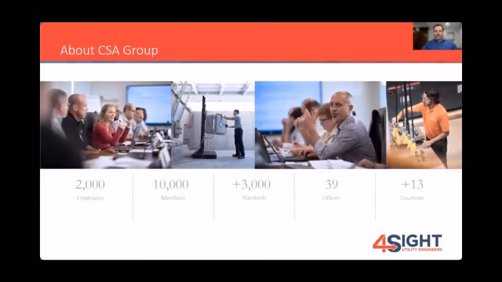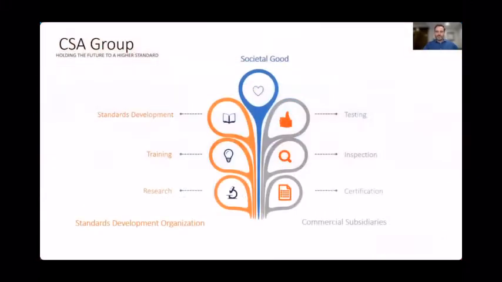So a little bit of a background about CSA Group. It is a not-for-profit member-based organization that was established back in 1919. The CSA Group Standards and Development Organization is accredited by the Standards Council of Canada and in the US by ANSI. There's two main divisions within CSA. There's the Standards Development Organization, which focuses on standards development, research, and training. So that's the one that helped produce the CSA S250. The other group is the commercial subsidiaries, which entails testing, inspection, and certification. And so at the core, CSA is focused on delivering societal good through the breadth of standards that they develop.